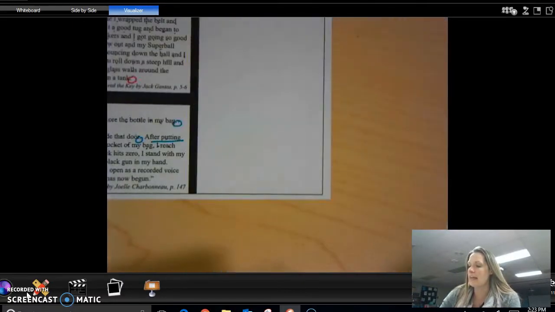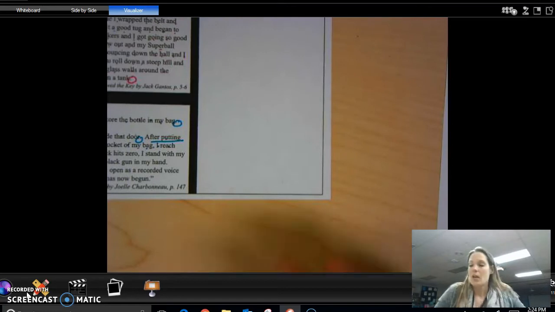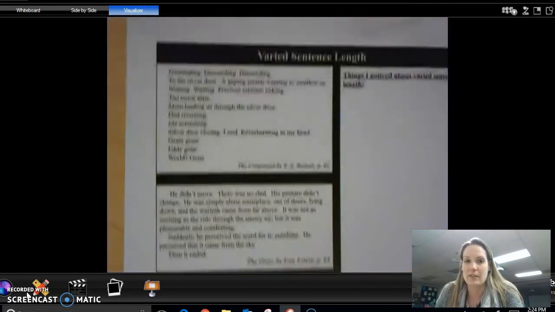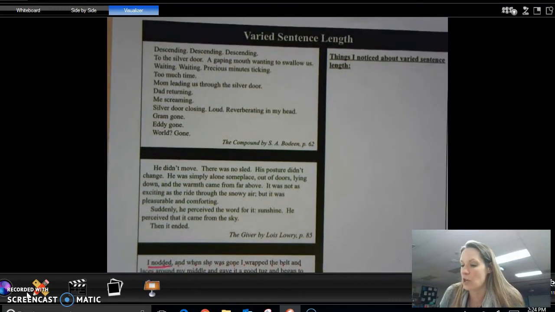What we're going to look at now is not just the art of sentence fluency, but the impact of the sentences that you choose and the lengths of those. There are two different parts. Well, we're going to just look at one for now. Go ahead and get this sheet back out that says varied sentence length at the top. And we're going to take a look at what we notice.